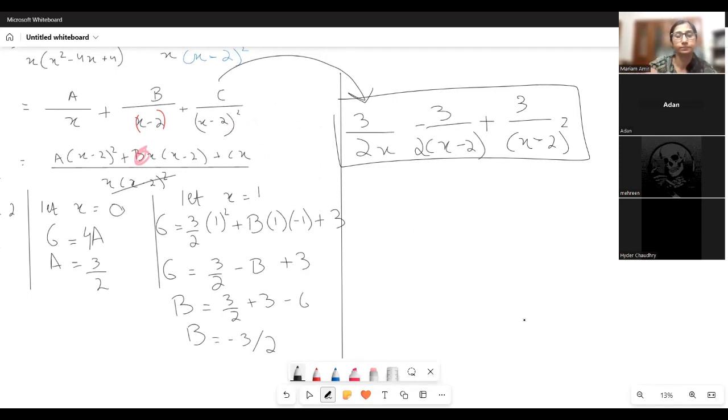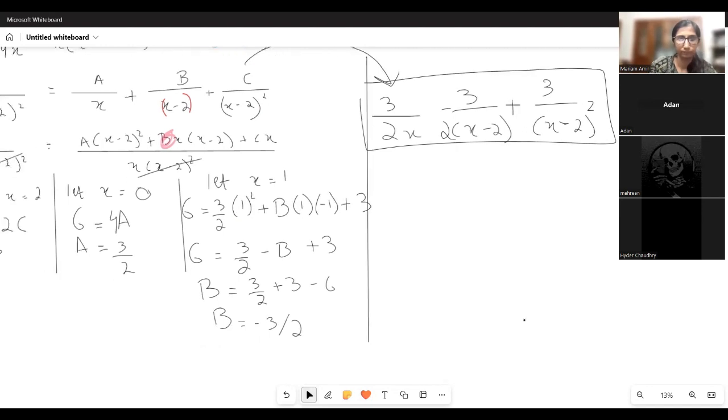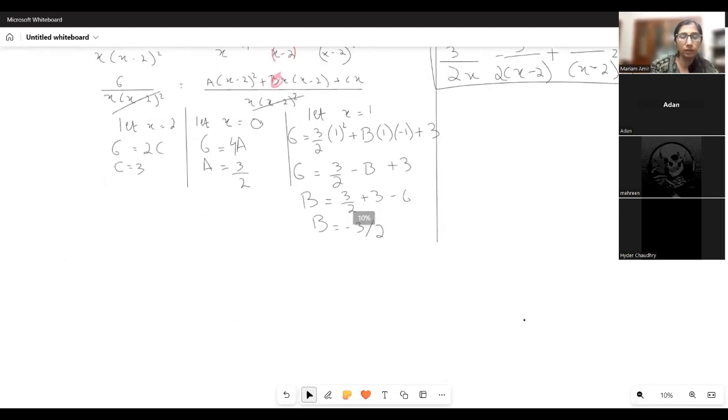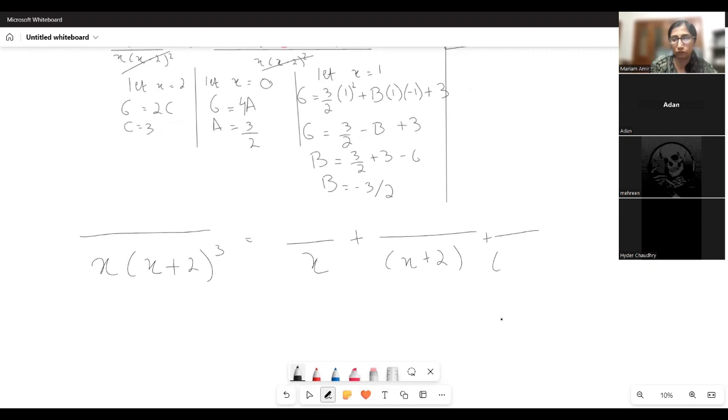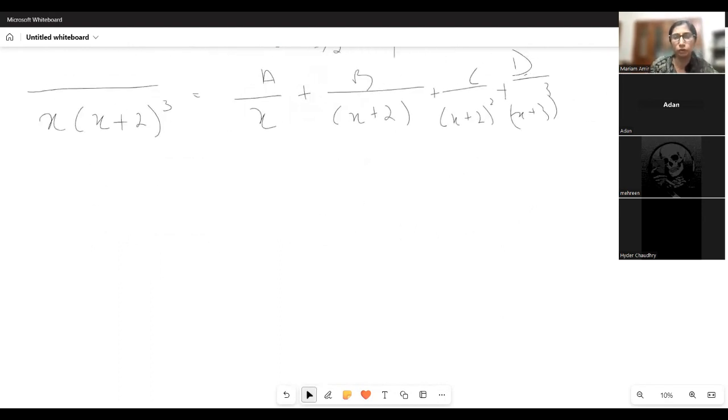Case number 3. Similarly, let me just quickly add this as well. If you had, let's say, x plus 2 cube, then you would write x plus 2 once, then x plus 2 with power 2, and then x plus 2 with power 3. And you'll have a, b, c, d, but they don't ask questions like this because it gets very lengthy. But you should know.